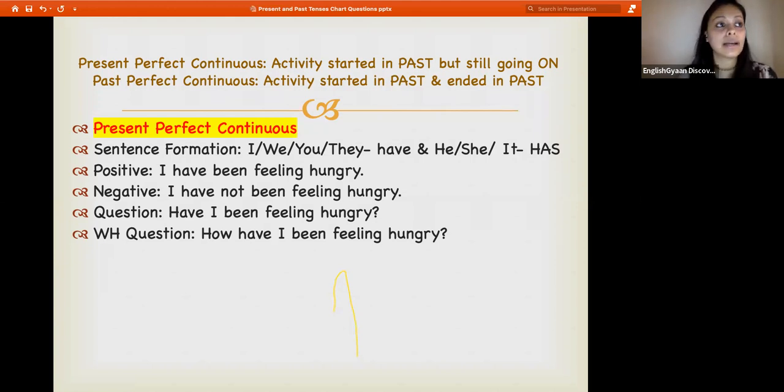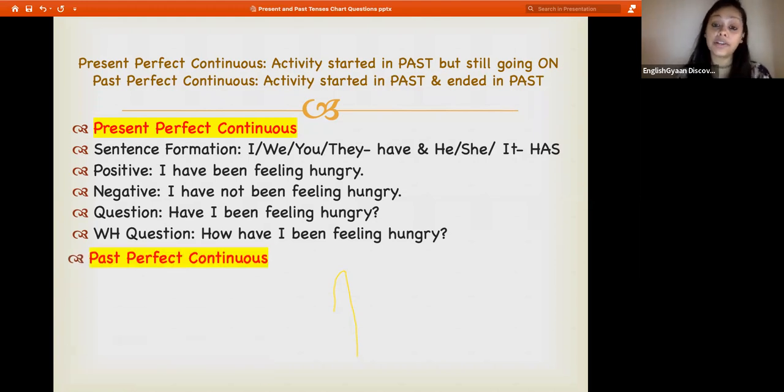So present perfect continuous is activity started in the past but still going on. For example, अगर आप एक कंपनी में काम कर रहे हो since 2020, अभी तक वही कर रहे हो, so you will say I have been working in a company. Activity started in the past, still going on. That is present perfect continuous.